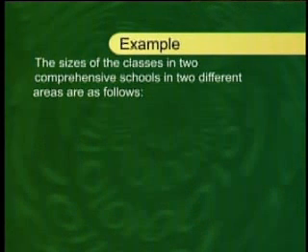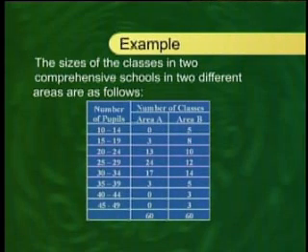Suppose that the sizes of the classes in two comprehensive schools in two different areas are as follows. अब जैसा कि आप इस टेबल में देख रहे हैं, the first column represents the number of pupils in a class, in other words, the class size, and these class sizes are 10 to 14, 15 to 19, 20 to 24, 25 to 29, and so on. And it goes up to quite a large class size, and that is 45 to 49.